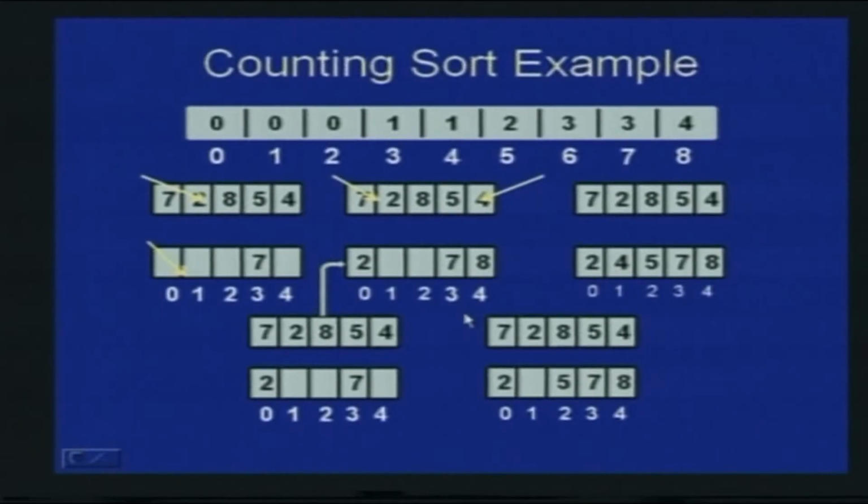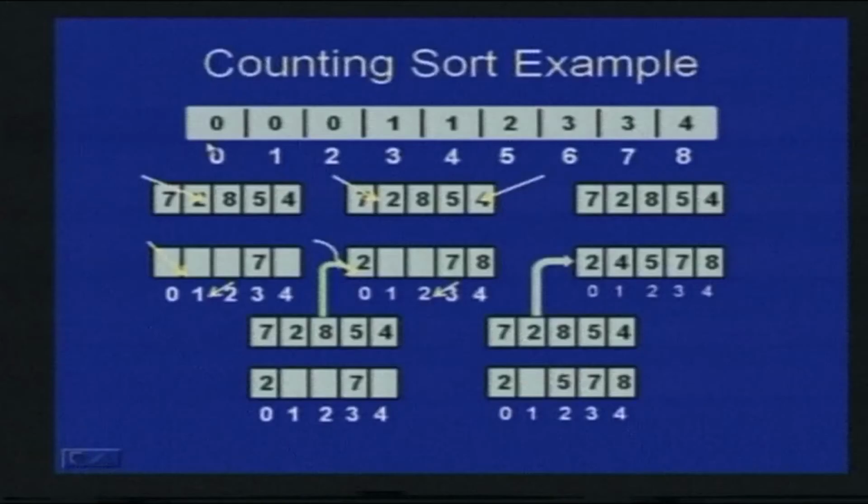The next step is you come here. Now, you have 5. Find out for 5, you have 2 elements that are less than 5. So, put 5 in the 2nd location. Next you come here, you have to find for 4. If you look at 4, it is 1, so put that in the 1st location, and so you have landed up with the sorted array. So, this is the count sort example.